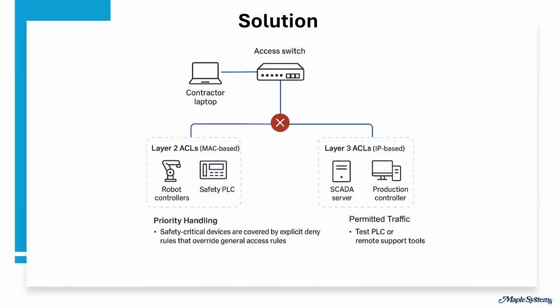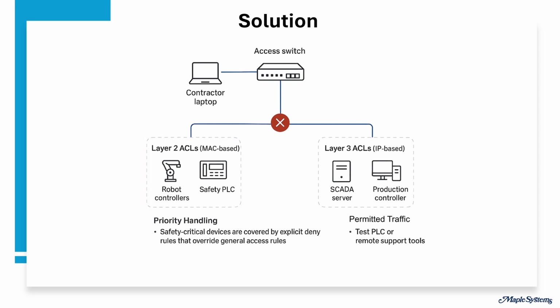To strike a balance between security and vendor access, the plant's network engineer applies ACLs directly at the switch ports where non-production devices may connect. So how does that work? Well, for layer 2 ACLs, which are MAC address based, ingress ACLs are configured to deny frames from contractor MAC addresses attempting to reach MAC addresses belonging to critical automation assets like robotic controllers, safety PLCs, and data historians. This prevents unauthorized device-to-device communication at the Ethernet frame level before IP or higher level traffic is even considered.